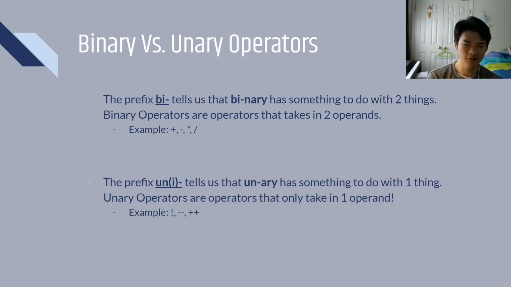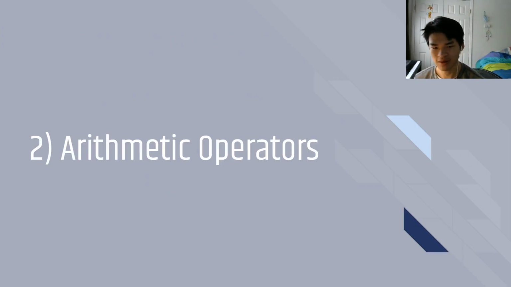The prefix "uni" tells us that unary has something to do with one thing. Unary operators are operators that only take in one operand. For example, we have the not operator, the increment, and the decrement operator. You probably haven't seen any of those three operators, so we'll be getting more into that as we progress through this slideshow.